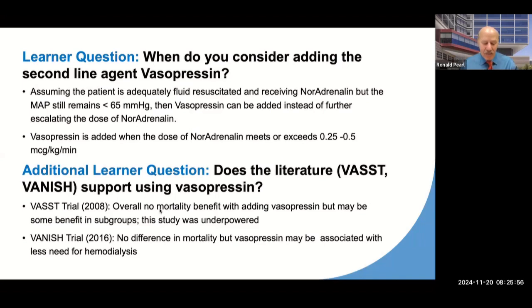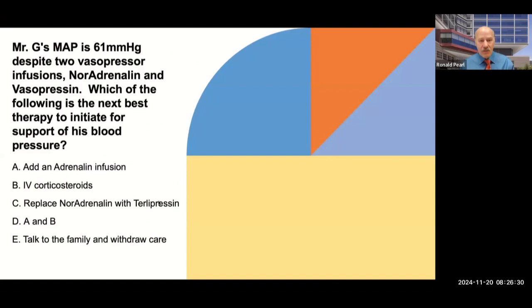The other part of the slide is just the VAST trial was a trial that's had lots of subsequent analyses. Overall, there was no mortality benefit. There was some benefit in different subgroups, but not compelling, I would say. And the VANISH trial showed no change in mortality, but there might be less need for a renal replacement therapy, such as hemodialysis. So most people nowadays, yes, when you get to high doses of norepinephrine, will add vasopressin, but the recommendation is not to use vasopressin as the first-line drug or the single drug that you use.